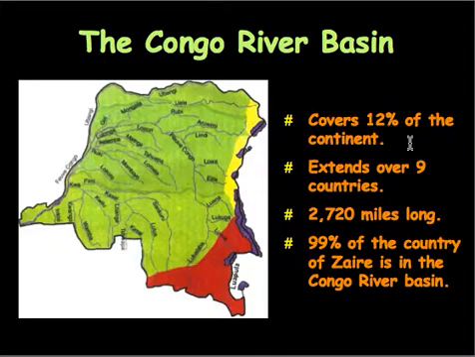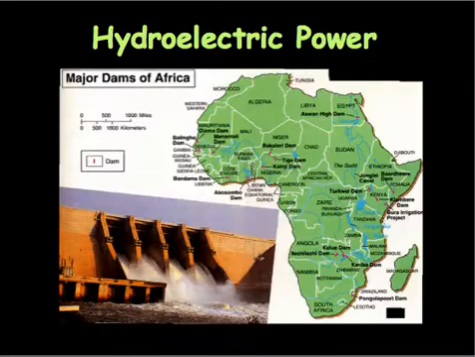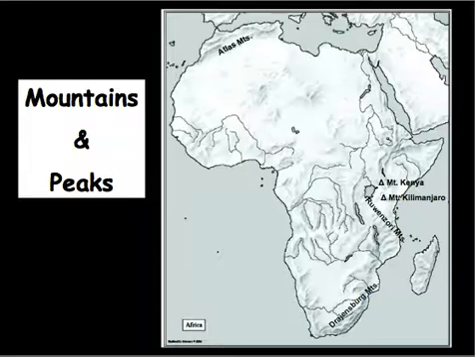You've got the Congo River Basin. It covers 12% of the continent and extends over 9 different countries. Okay, 99% of the country of Zaire is in the Congo Basin. You've got the Niger River Basin that runs from over here. You can see it, 7.5% of the continent, and it extends over 10 countries. They're big on hydroelectric power. It might be a little hard to see, but all over the continent there are large dams that power the electric system in the countries.